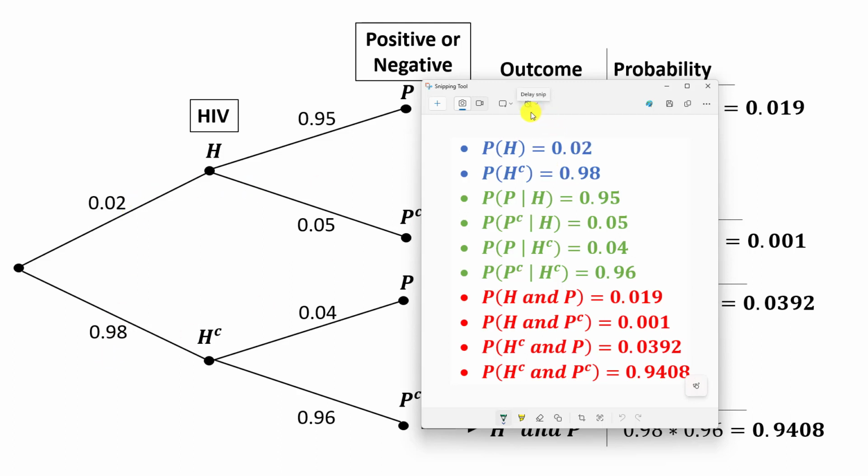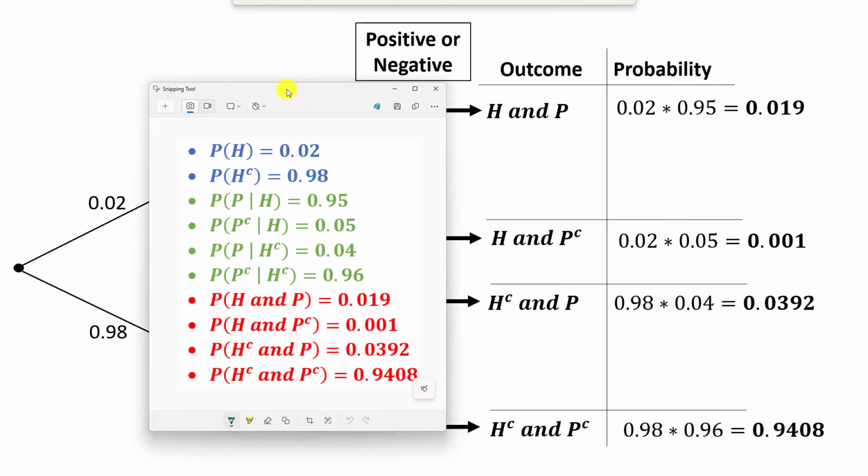And then I said the second branch relates to conditional probabilities, right? These are the probabilities of either a positive or negative test, given that someone either has HIV or does not have HIV. So this is the probability of P given H, the very first one of 0.95, P complement given H is the 0.05, P given H complement is 0.04, and P complement given H complement is the 0.96. So these are all conditional probabilities.